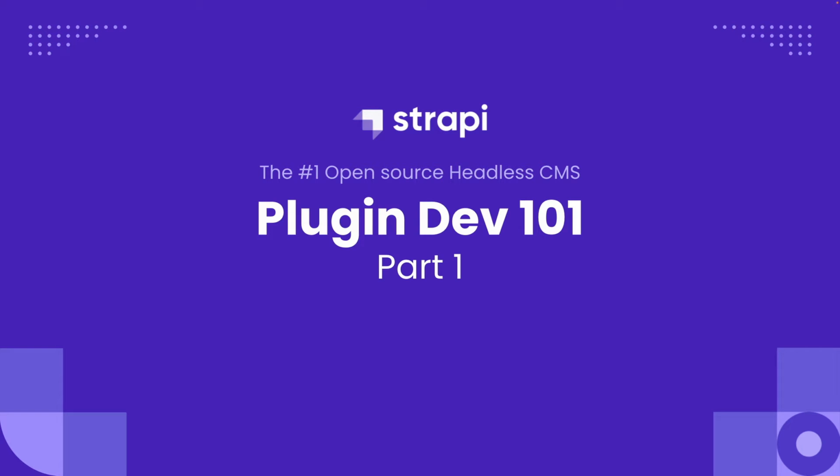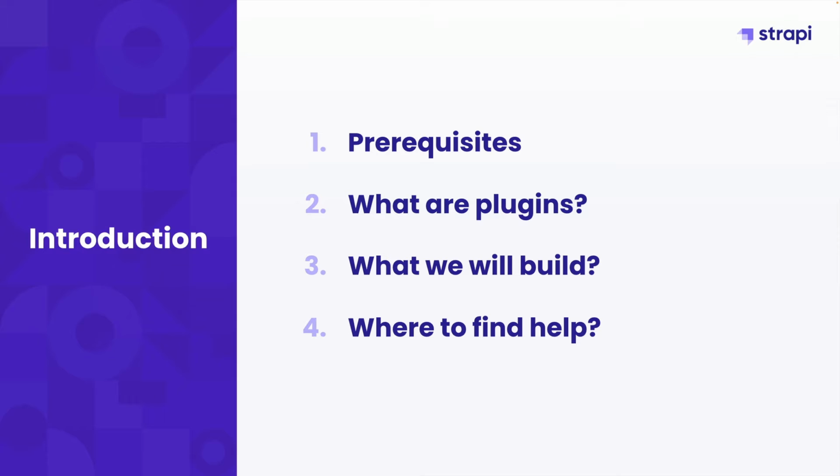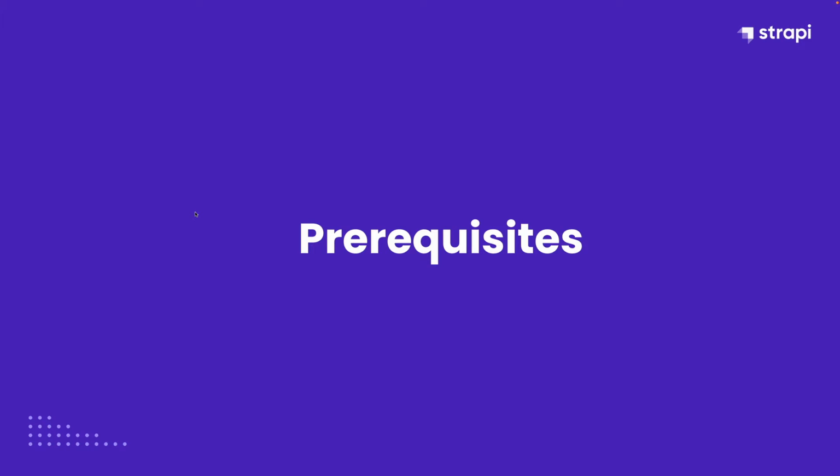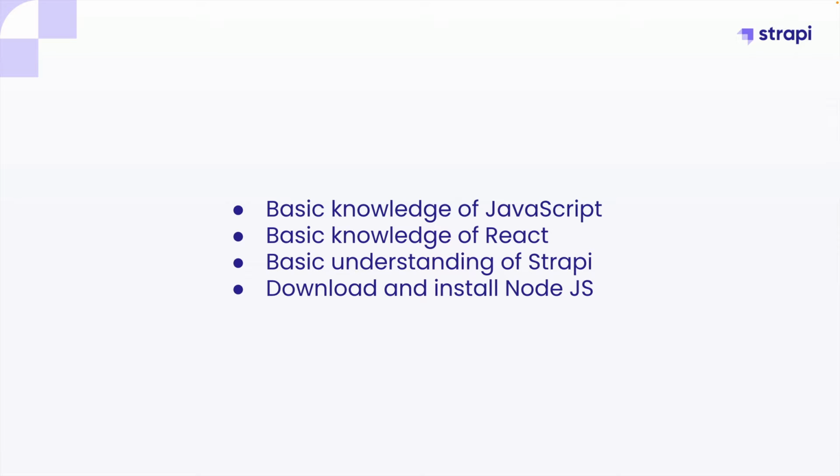Hello and welcome to Plugin Development 101, where we're going to learn all the basic concepts you need to know about getting started with plugin development with Strapi. First, we're going to talk about the prerequisites, what are plugins, what are we going to build, and where to find help. For prerequisites, you need to have basic knowledge of JavaScript, React, and Strapi. You need to download and install Node on your local machine.